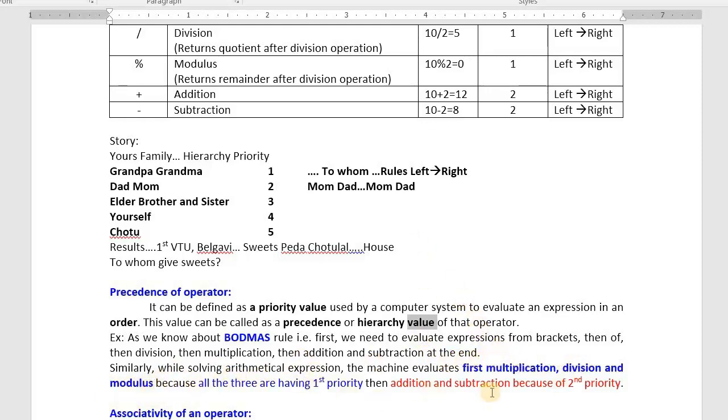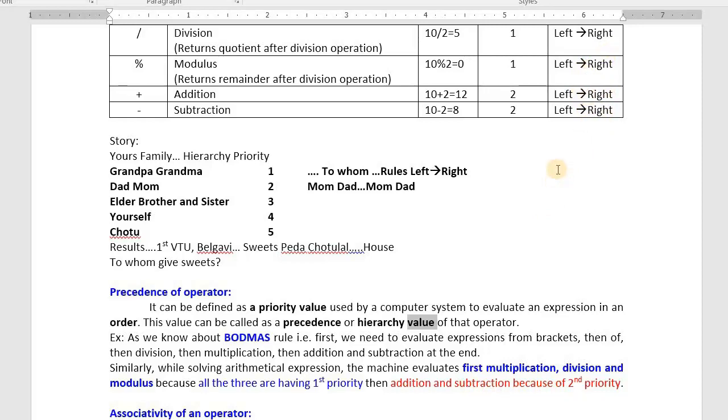Similarly, addition and subtraction are having second priority. Don't think like that, always addition first, then subtraction second. No. Which one is on the left side first? That one you have to evaluate, because associativity is left to right. This is what it is all about, precedence and associativity. I hope you have understood.